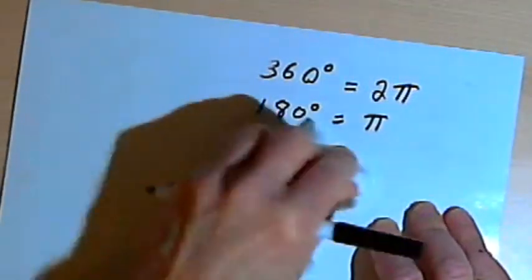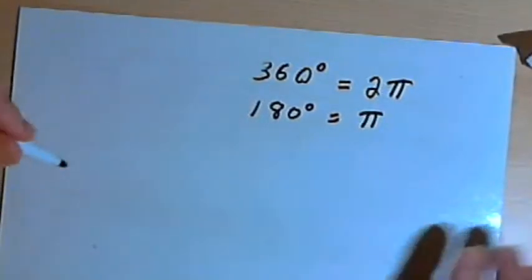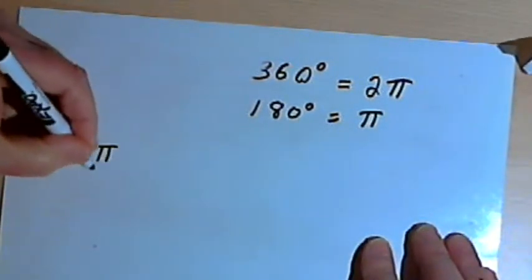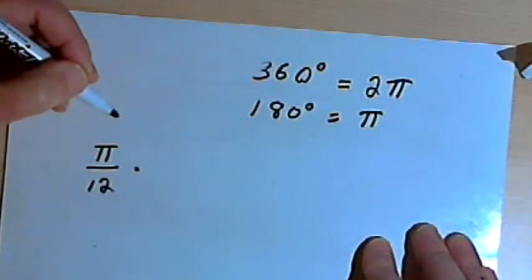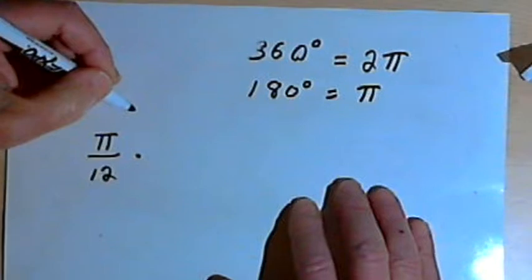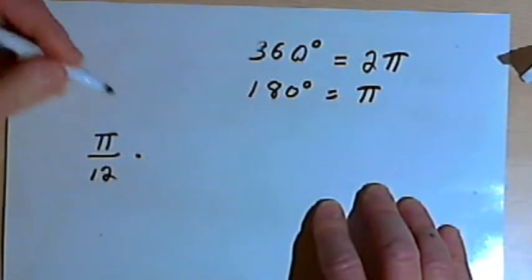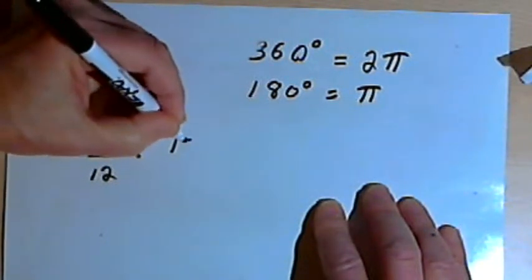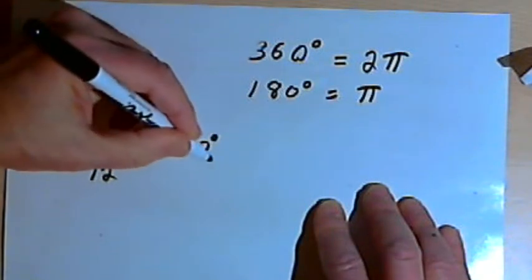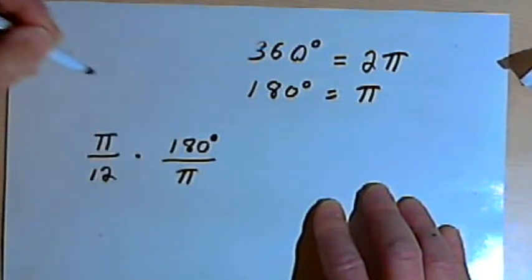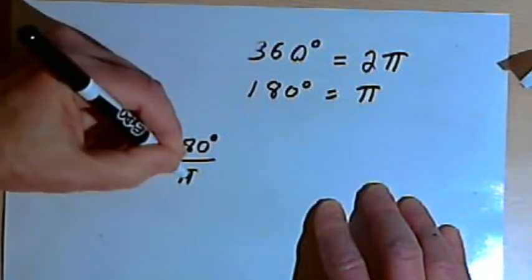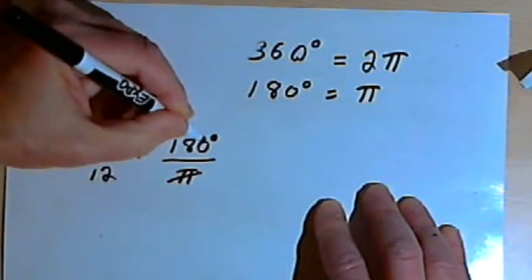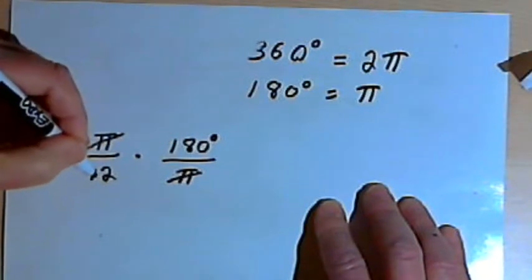Now, to convert radians to degrees, we're going to use basically the same idea. Let's say we have pi over 12, and we want to convert this into degrees. I'm just going to take the fraction I used before and flip it over. It'll still be equal to 1. So I'm going to have 180 degrees over pi. When I multiply, the first thing I see is that the pi cancels. I've got 180 degrees in the numerator and 12 in the denominator.